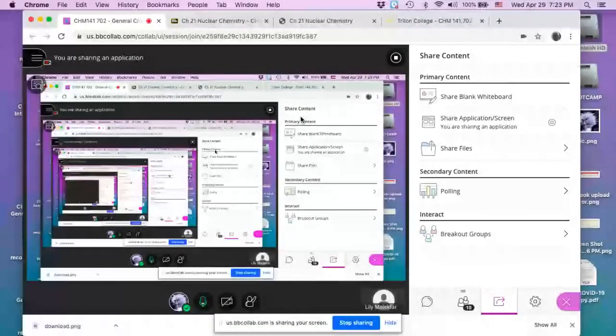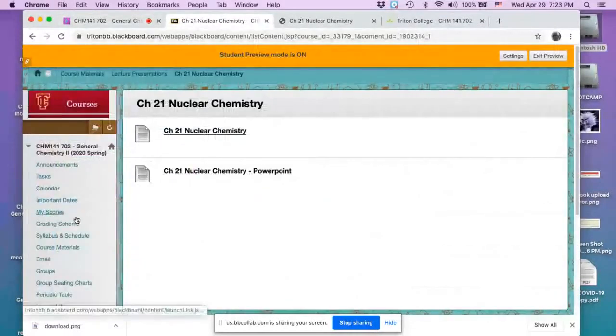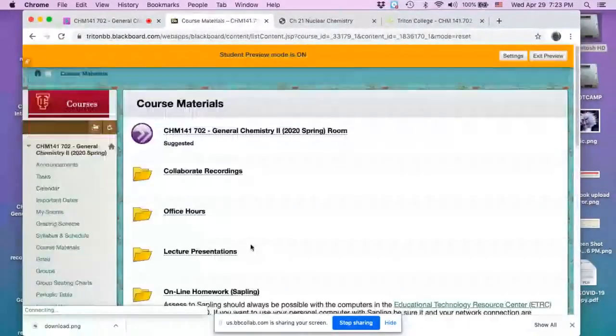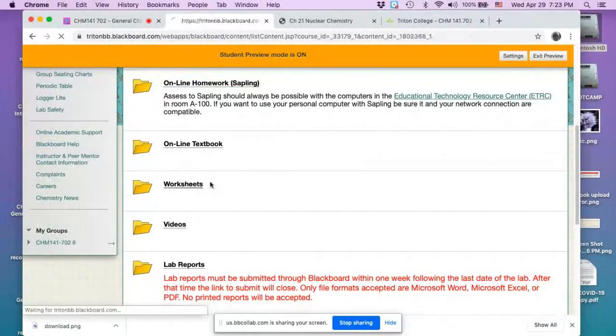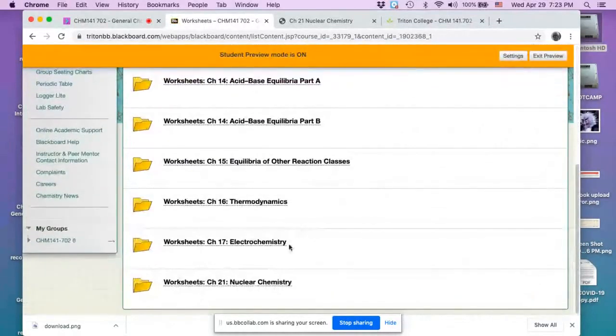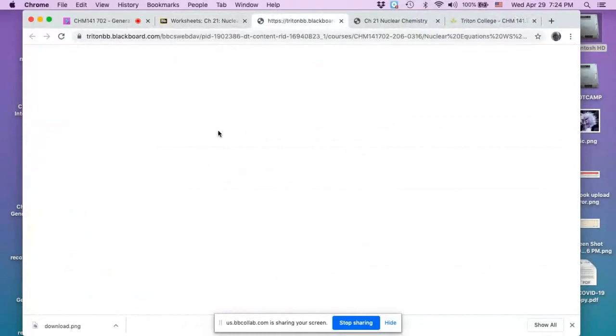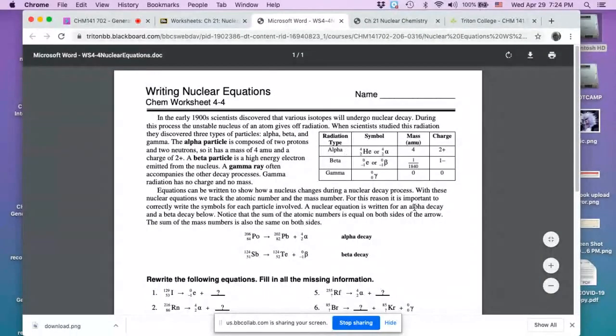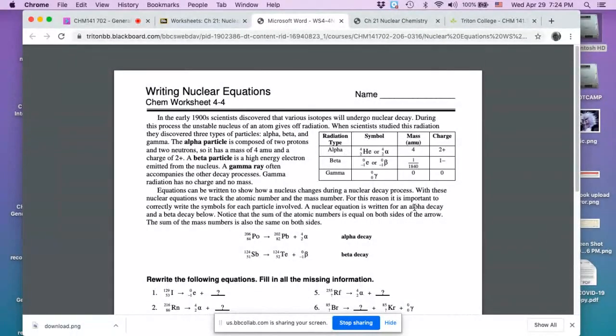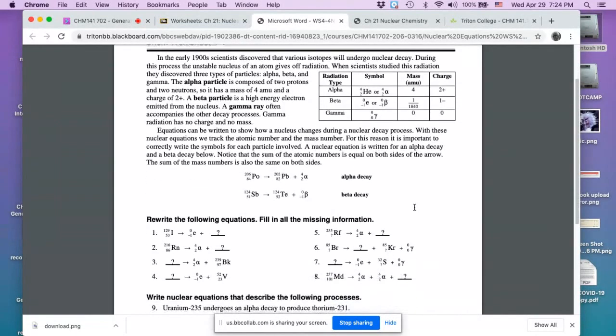Let's see. I guess I really should go back to sharing the screen for just a second here, because first off, you need to see where to get the worksheet. So you go to course materials, scroll down to worksheets. We're on this last set, nuclear chemistry, and we're doing this one called nuclear equations. So this is the worksheet that you're going to be using.